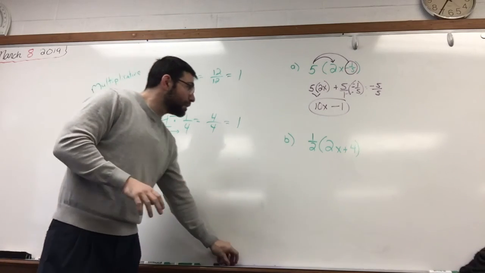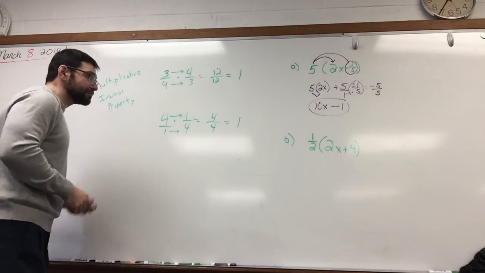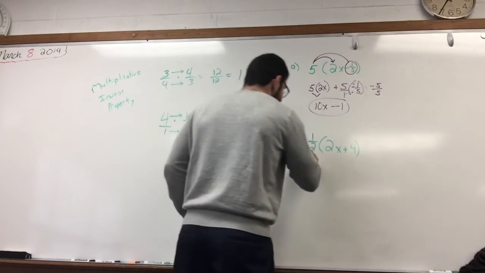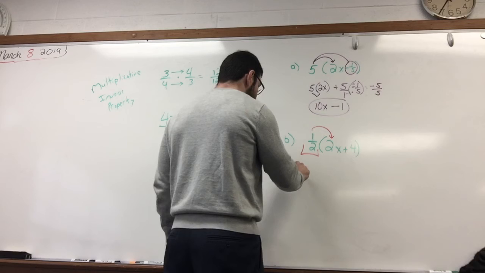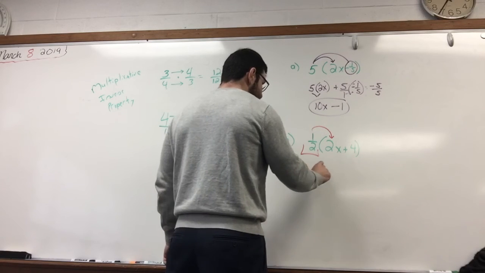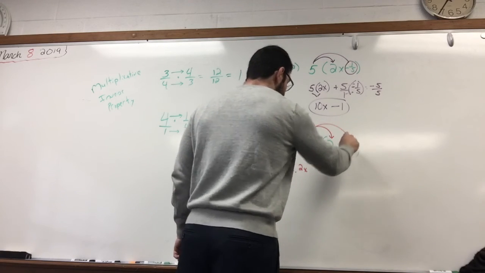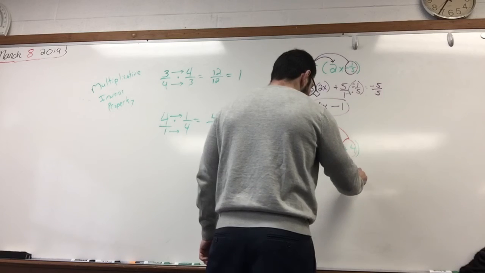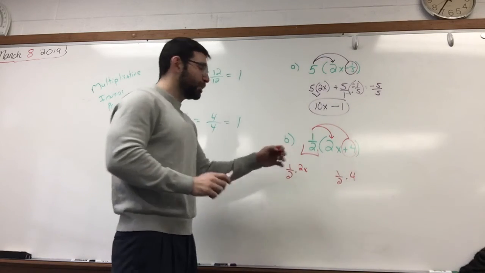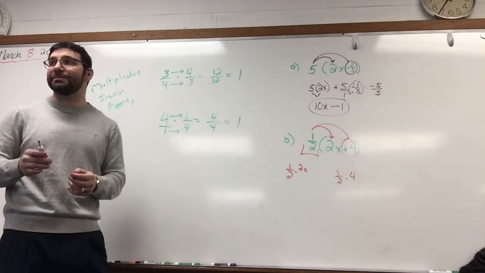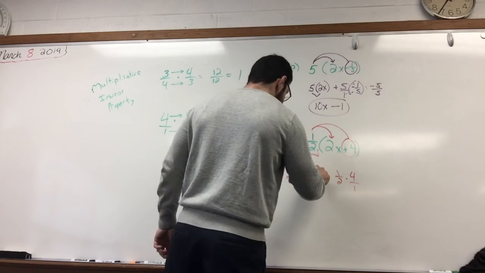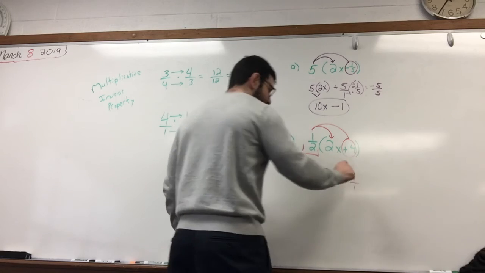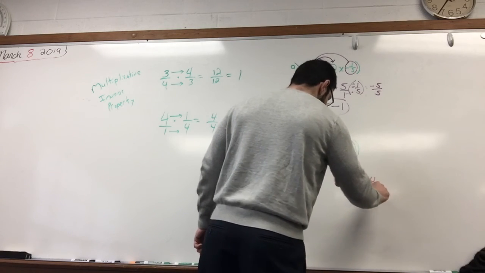Okay? And number 2. So again, we're going to distribute. I'm going to break this down into 2 problems. 1/2 multiplied by 2x. 1/2 multiplied by 4. We've got 2 whole numbers that do not have denominators. So we need to give them their denominators. So that gives me 2x divided by 2. This gives me 4 divided by 2.